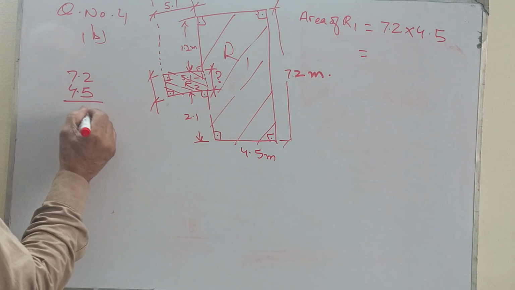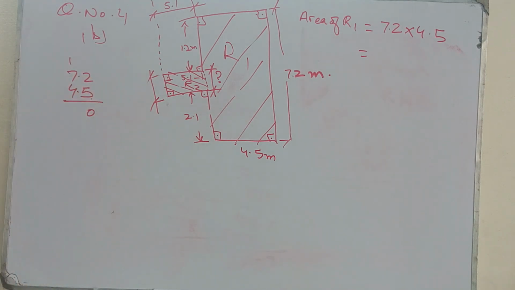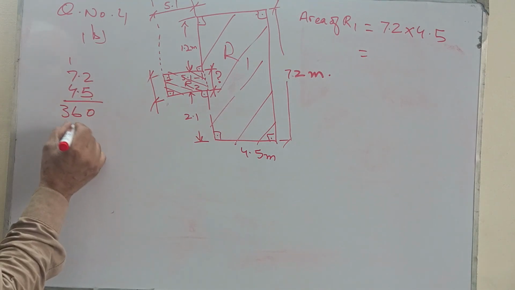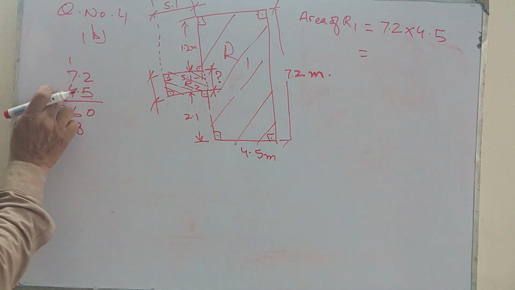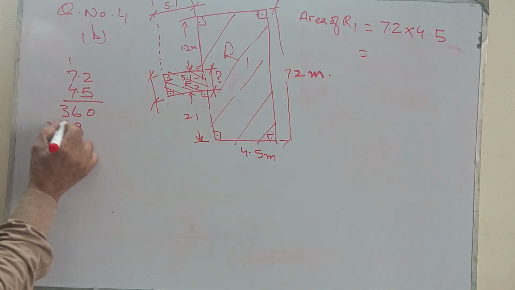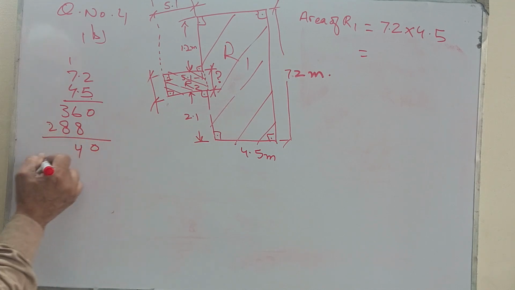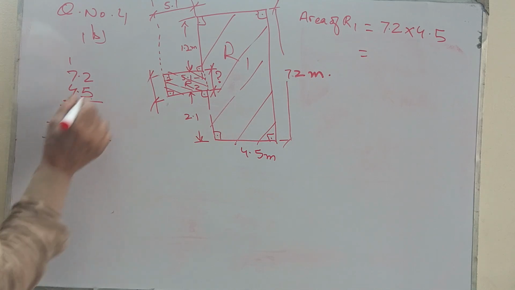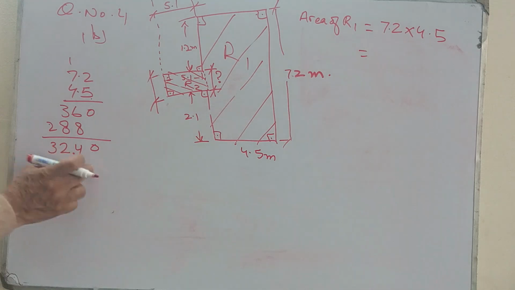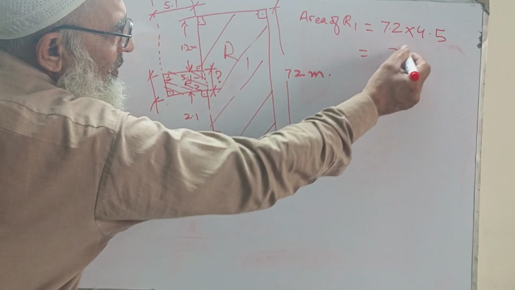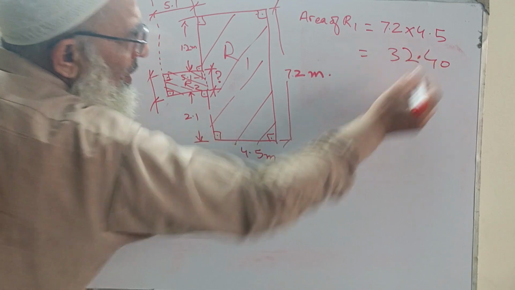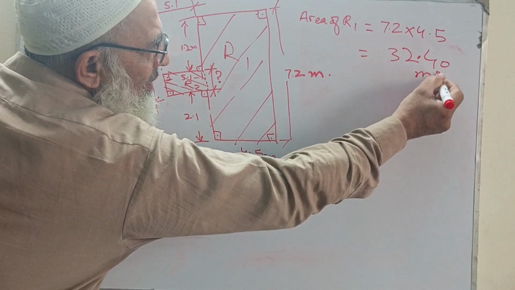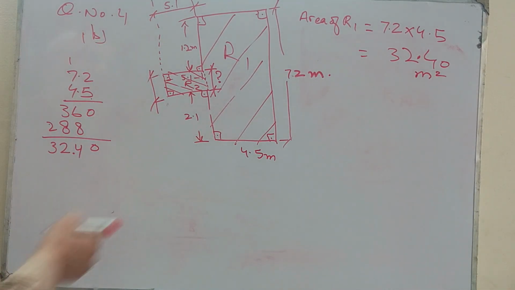When you multiply 7.2 by 4.5, it will become 32.40. Now the first area is 32.40. What is it? It is in meter square. Okay, now what about this?